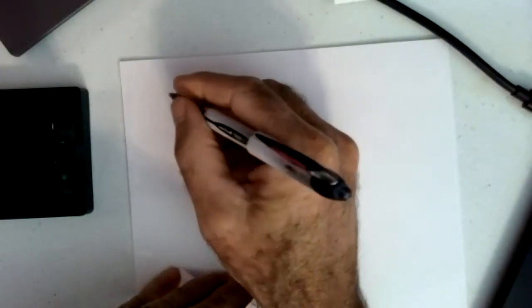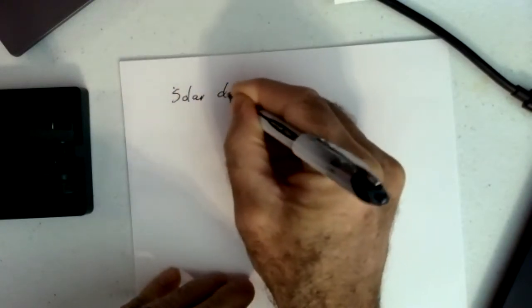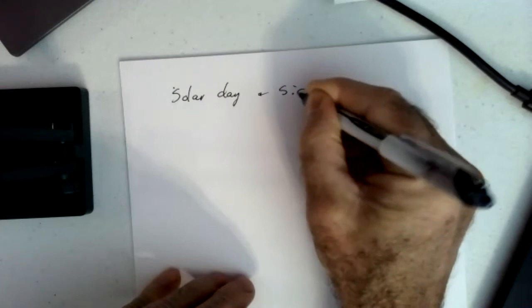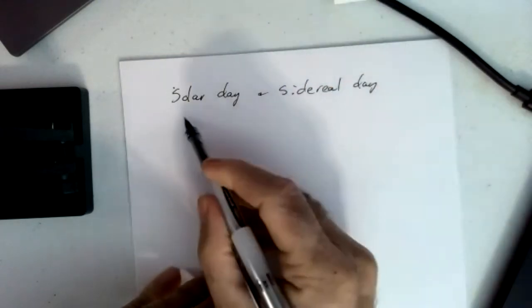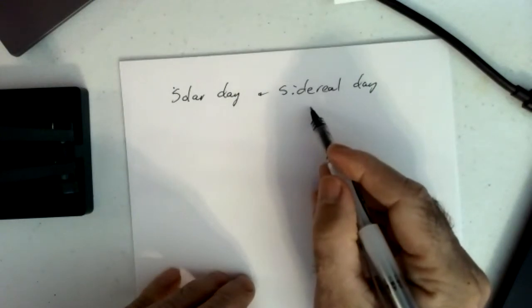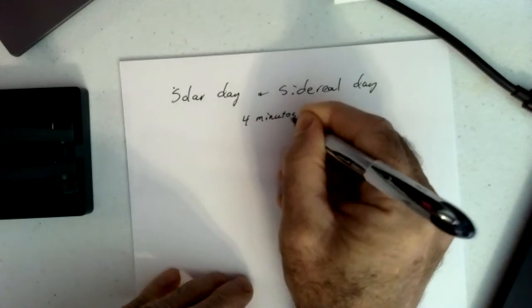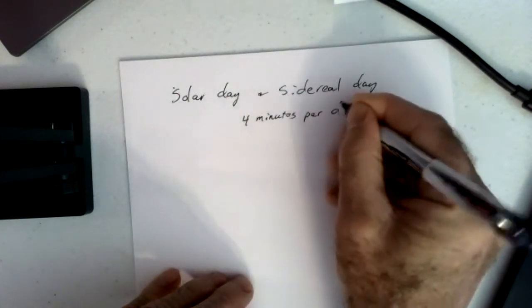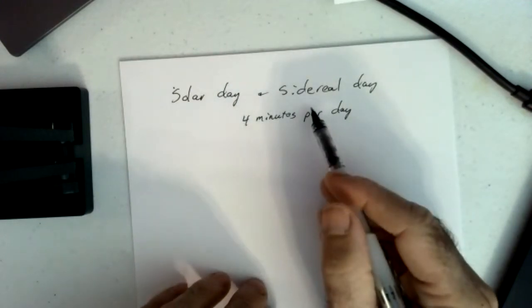Okay, well, there's only one other type of question, and that is how early stars rise. And what you have to remember is the difference between a solar day and a sidereal day. Remember, solar is by the sun, sidereal is by the stars, is 4 minutes per day. Meaning the solar day is 4 minutes longer than a sidereal day is.